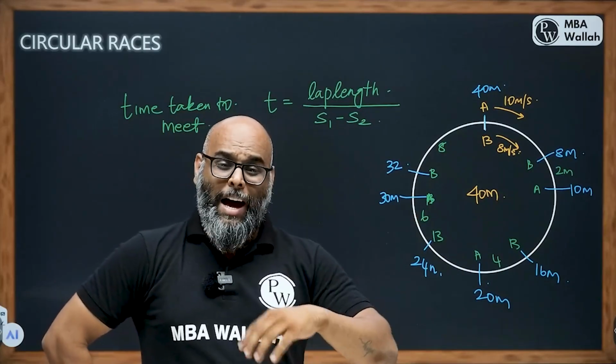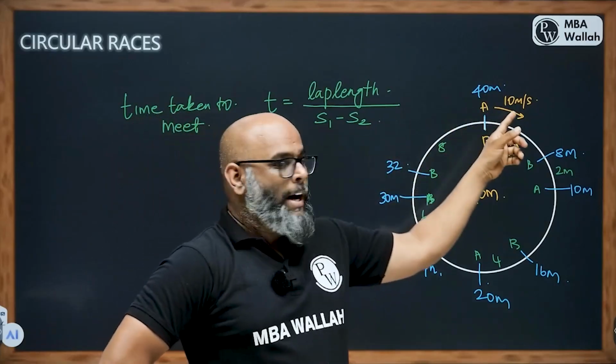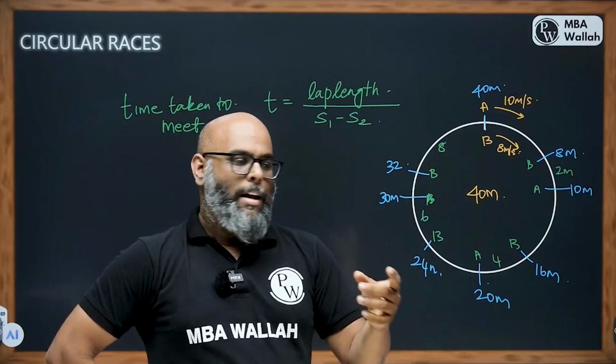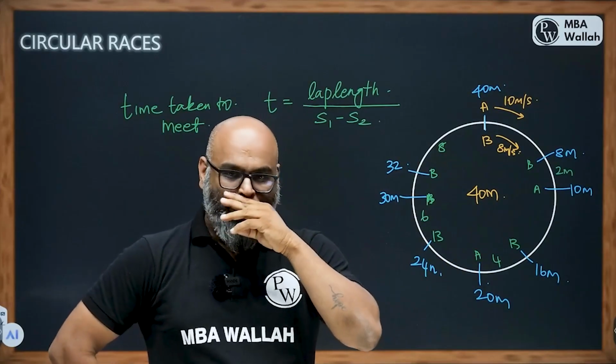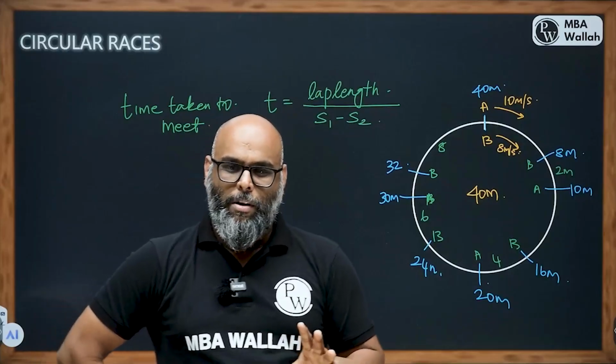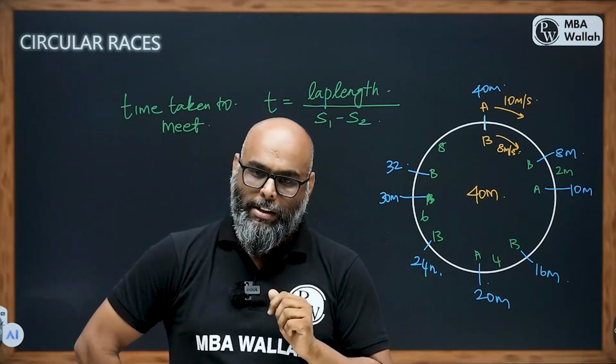If you want to know where they meet for the first time, you have time and then you have speed. Calculate the distance covered by A or B and then divide by the lap length. Right? That will tell you from what point they have met. Simple idea. Hang on to this. This is the first basic idea that we need to understand.